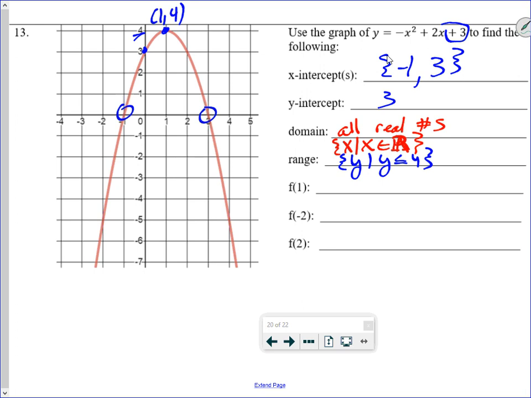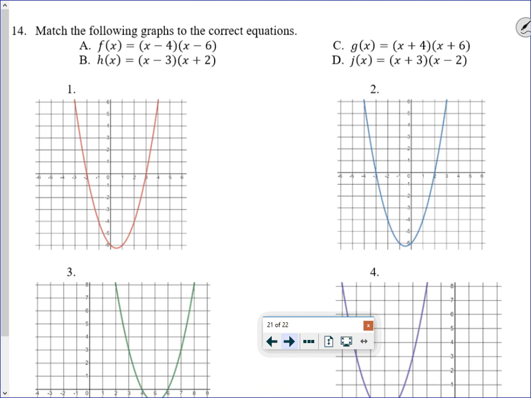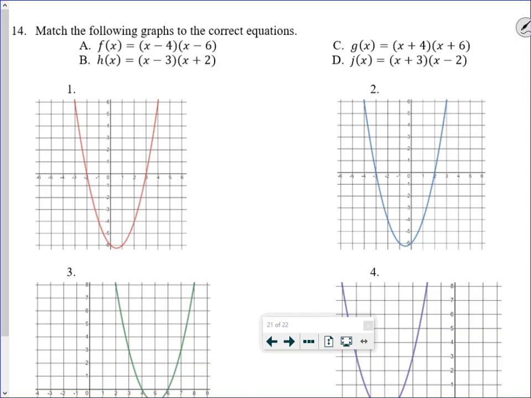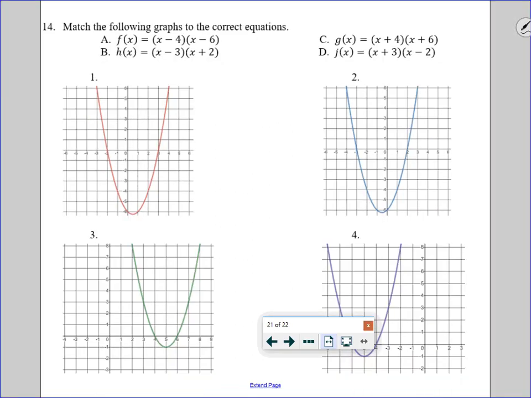And then for f of 1, I get 4. F of -2, I get -5. And f of 2, I get 3. All right, and so this is the last slide in part 1. There we go. Get it all in one shot.